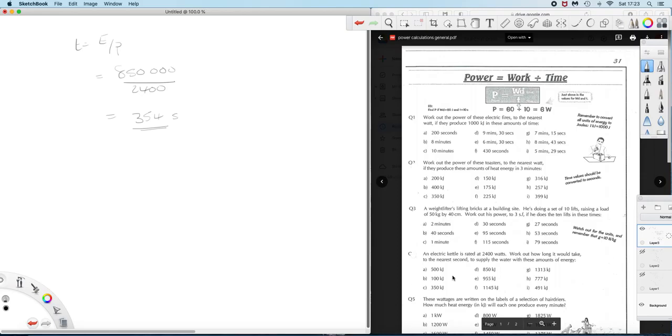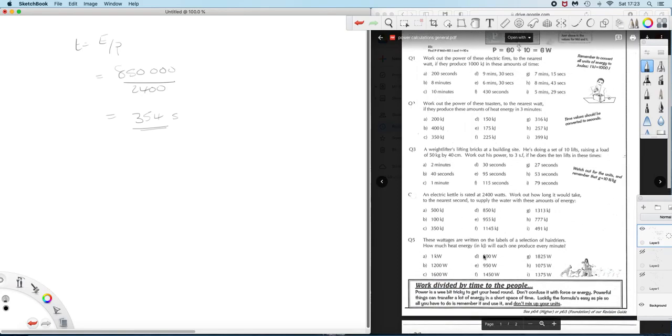And then question 5. These wattages are written on the labels of a selection of hairdryers. How much heat energy in kilojoules will each one produce every minute? Let's go with D. So question 5. And D again, we have 800 watts and we have a time of 60 seconds. We want to know the energy.